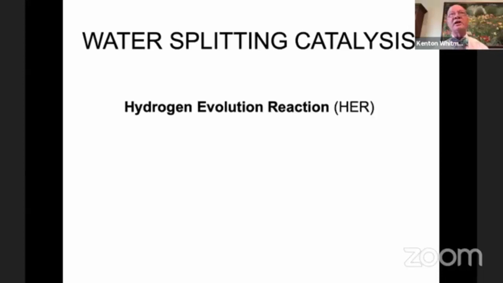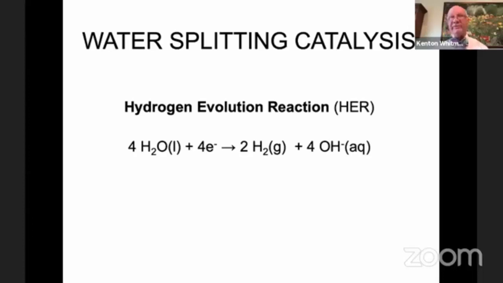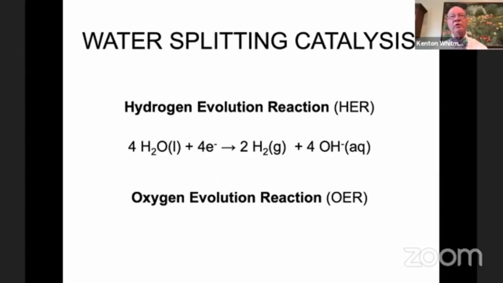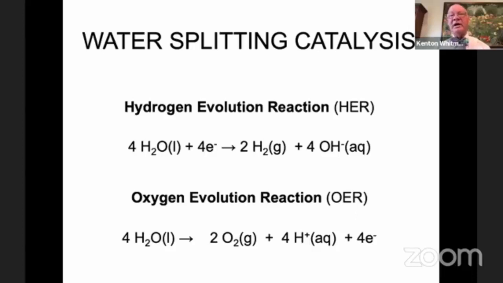So we have two parts of the water splitting reaction. It's a redox process. You have the hydrogen evolution part of the reaction, where what we are going to do is reduce the water to produce hydrogen. And then we are going to have the oxygen evolution reaction, which is oxidizing the oxygen in the water to give us oxygen gas. And so we have these two processes going on.